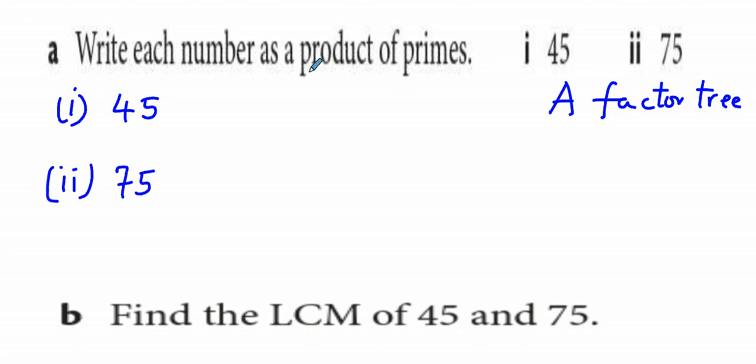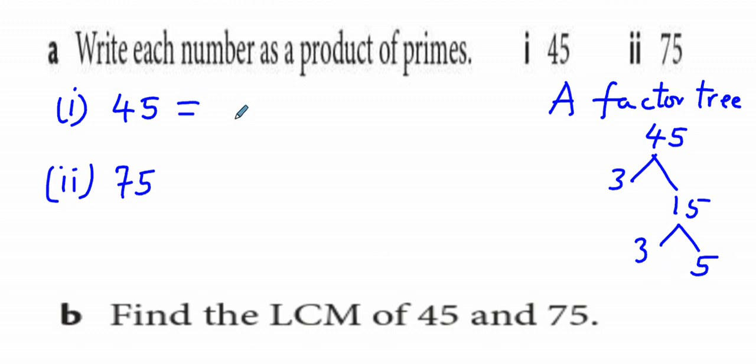So write each number as a product of primes. We start with Roman 1. Just do the factor tree for 45. This goes by 3, that gives 15. This goes by 3 again. This makes 5. 5 times 3 is 15.